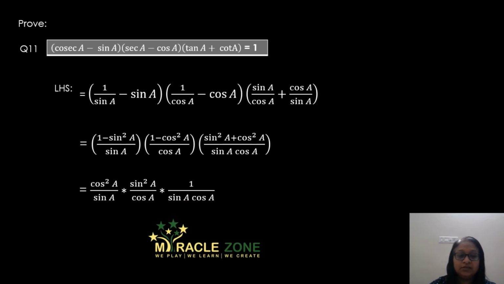Here this sin and this sin will get cancelled, this sin and this sin will get cancelled, this cos and this cos will get cancelled, and this cos and this cos will get cancelled. So finally you will be having 1. Hence proved the RHS. Let's see one more problem.